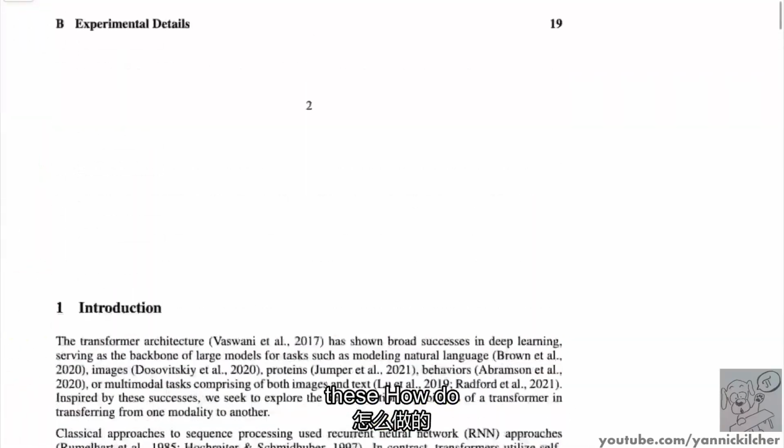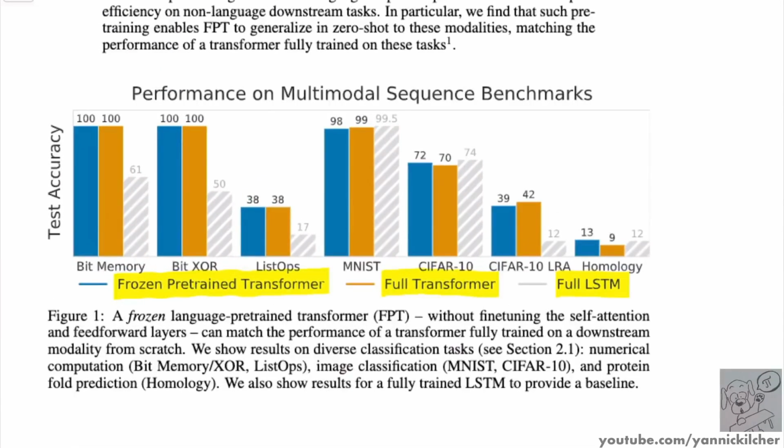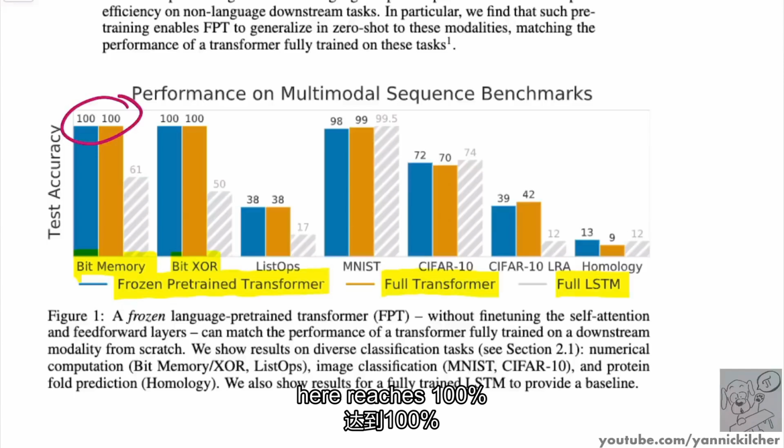Okay, so how do these things do? You've already seen this here in the overview. Namely, if you train these things on these bit tasks, so bit memory or bit XOR, you can see that the frozen transformer here reaches 100%, so does the full transformer. So what that shows you is not necessarily which one's better, it's just that both are able to completely solve this task. While, for example, an LSTM is not. Though we have no idea here what the size of the LSTM is. I don't think they stated anywhere.